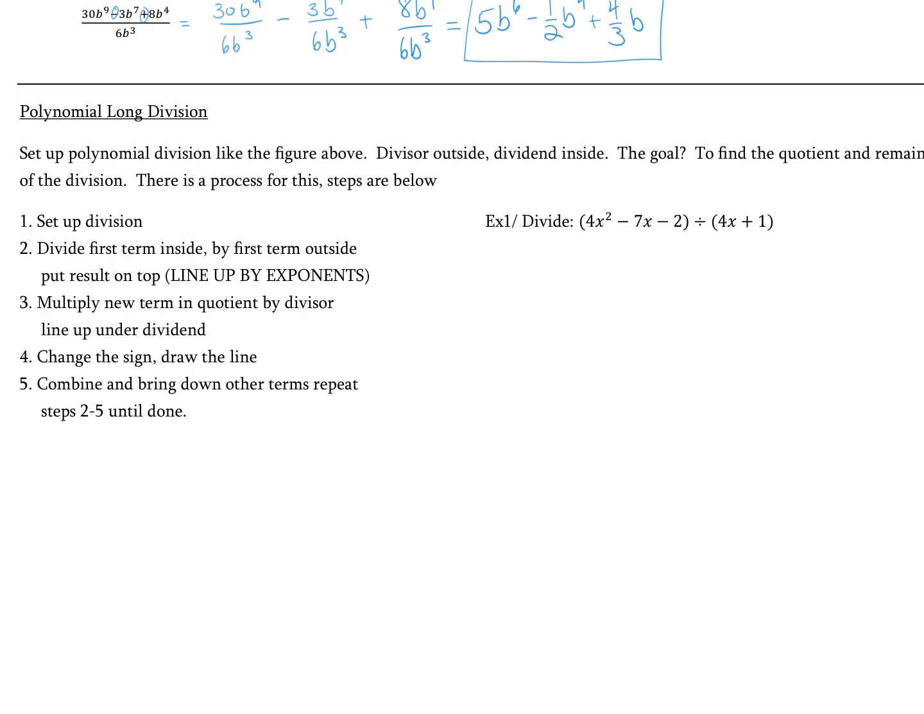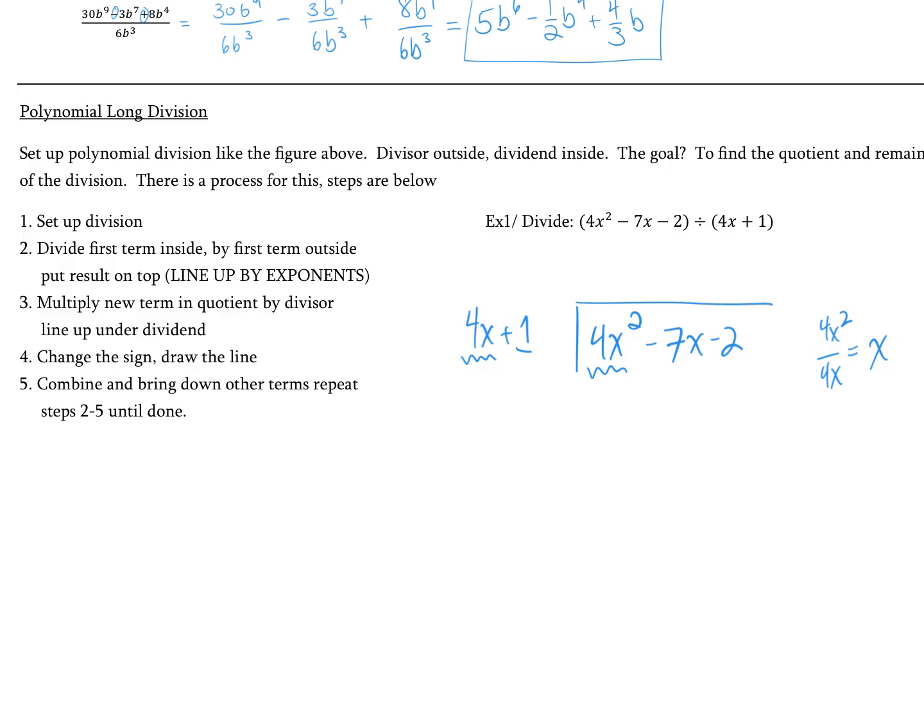So we will take the dividend and put it inside, and we'll take the divisor and put it outside. And that's quite literally what the first step is. The next step is to divide the first term inside by the first term outside. So I'm just going to do that off to the side. I'm going to say 4x squared over 4x equals, well, that's just x.